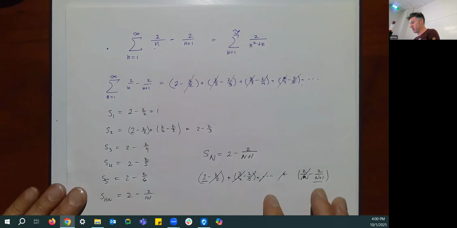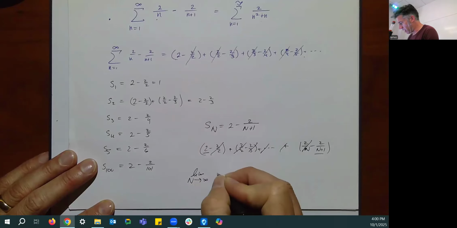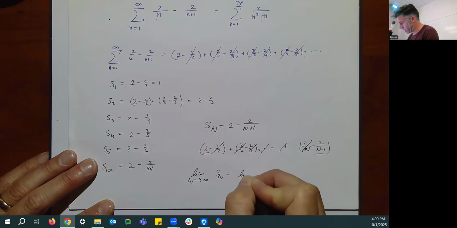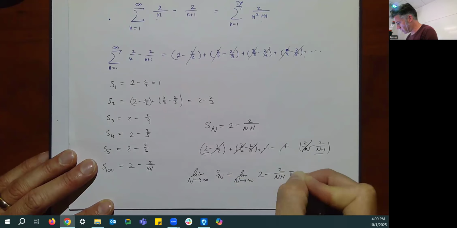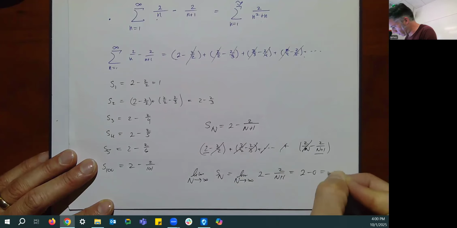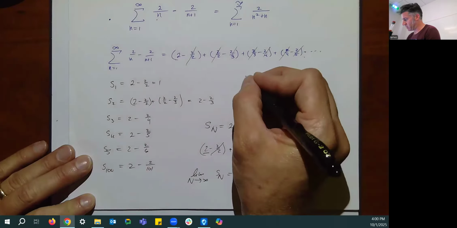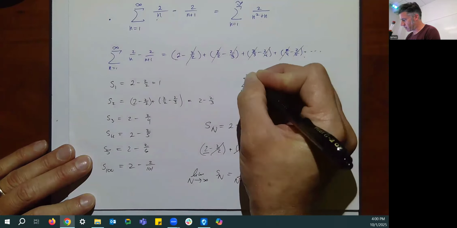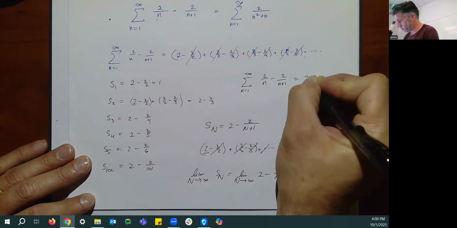And then we can say that the limit as n goes to infinity of our Sn is the limit as n goes to infinity of 2 minus 2 over n plus 1, which is equal to 2 minus 0, which is 2. So that means the series converges to 2 because the sequence of partial sums converges to 2. So the way we would really write this is just the sum from n equals 1 to infinity of 2 over n minus 2 over n plus 1 equals 2.